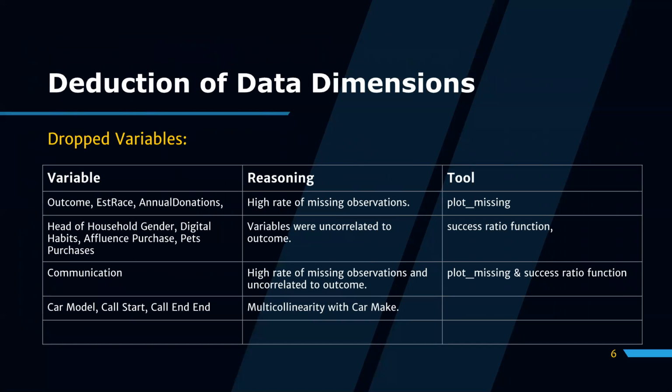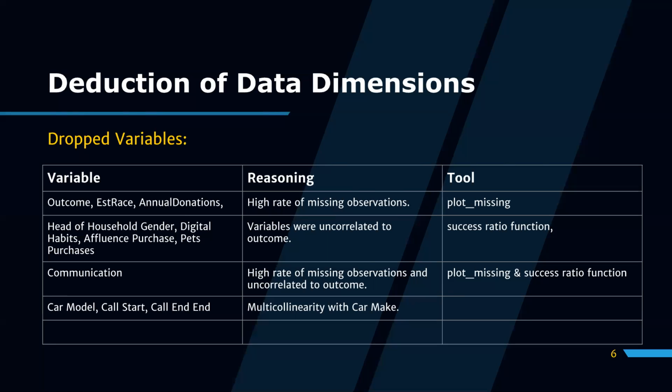As you can see, we dropped several variables for different reasons. Basically, as I said before, outcome, race, and annual donations were dropped because of large amounts of missing data. Head of household gender, digital habits, affluence purchases, and pets purchases were variables that were not correlated at all, so we did not see any significant information from our success ratios. And communication was dropped because of a high rate of missing observations.